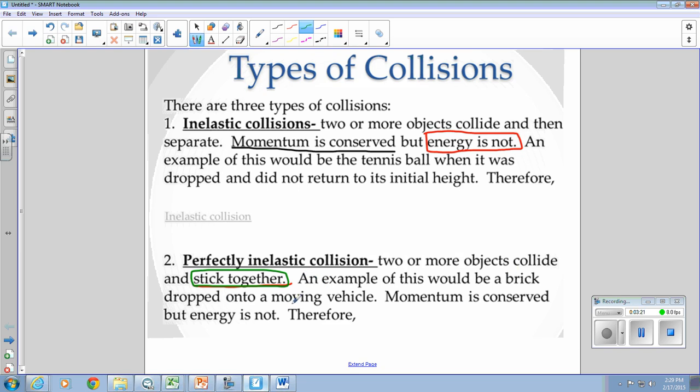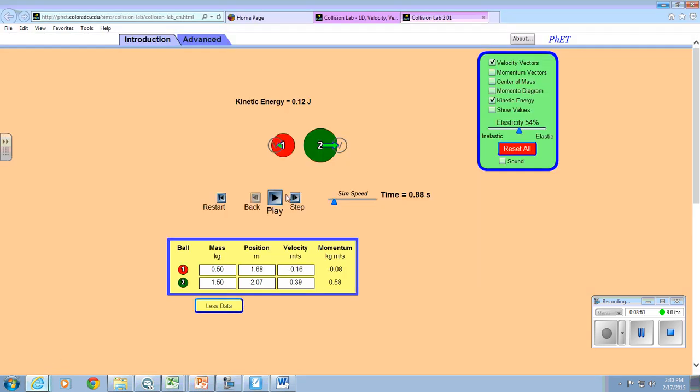That's a classic one: as a truck or a car is moving along, somebody drops more mass into it, you're going to have a perfectly inelastic collision. Momentum is conserved, but energy is not. Again, momentum's conserved, but energy is not. So what does that look like? Well, that's a situation that looks like this.